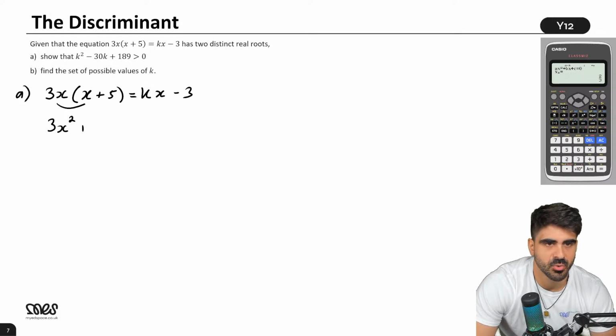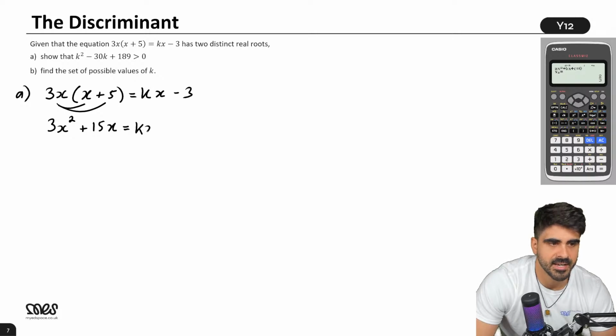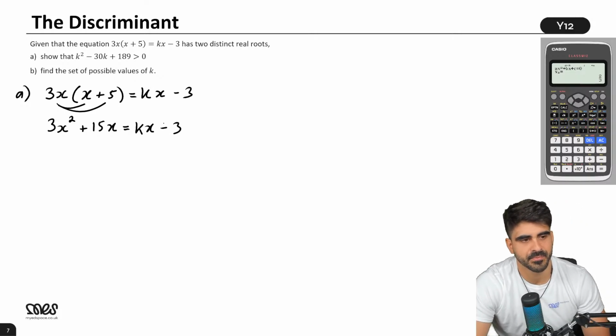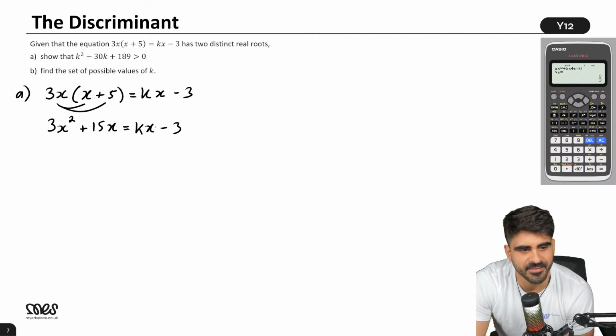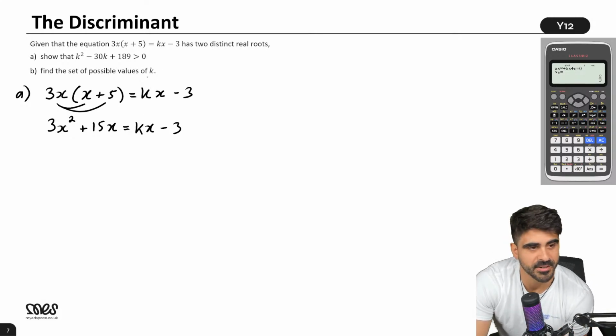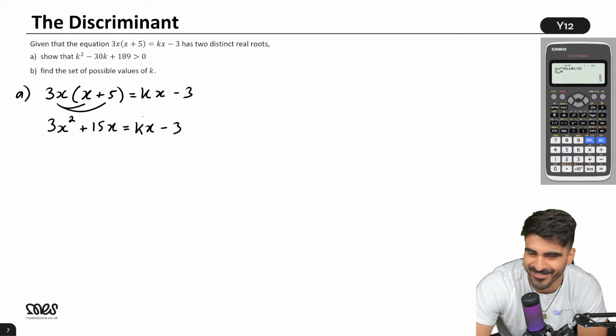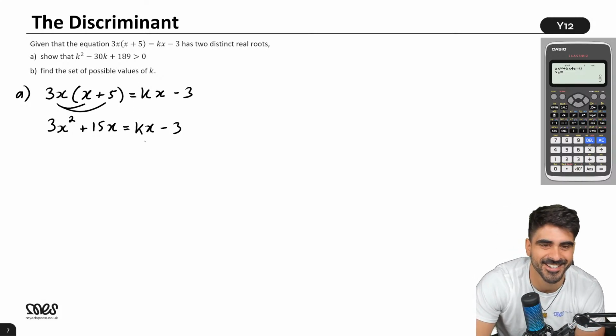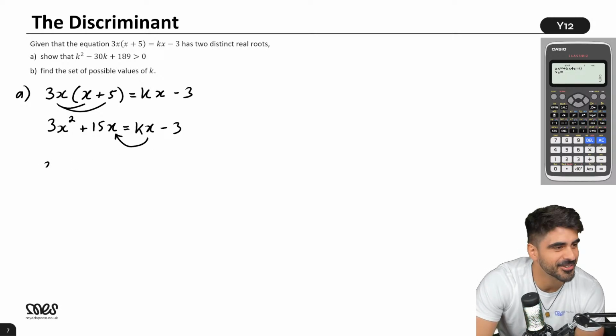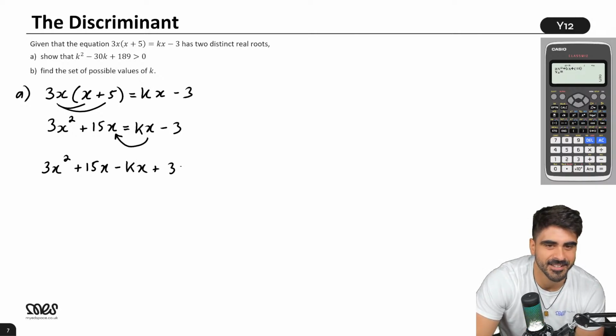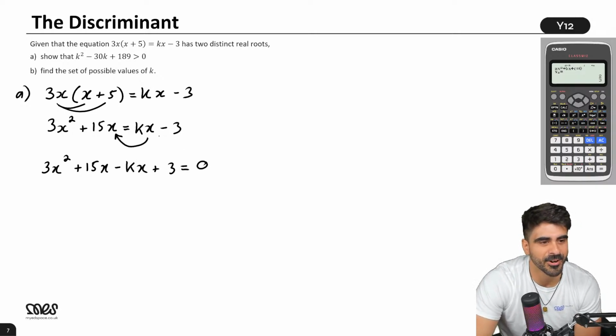3x squared plus 15x is kx minus 3. Then what? That's where we deal with fractions, right? Algebraic fractions. Move it all to the left. So you got 3x squared plus 15x minus kx plus 3 is 0. Then what?